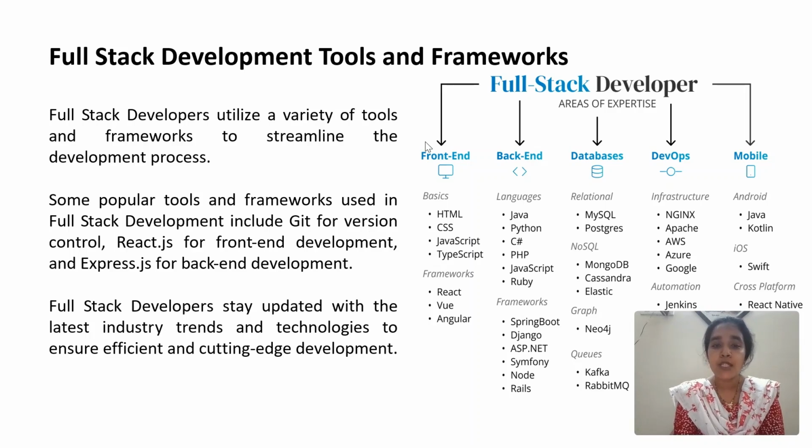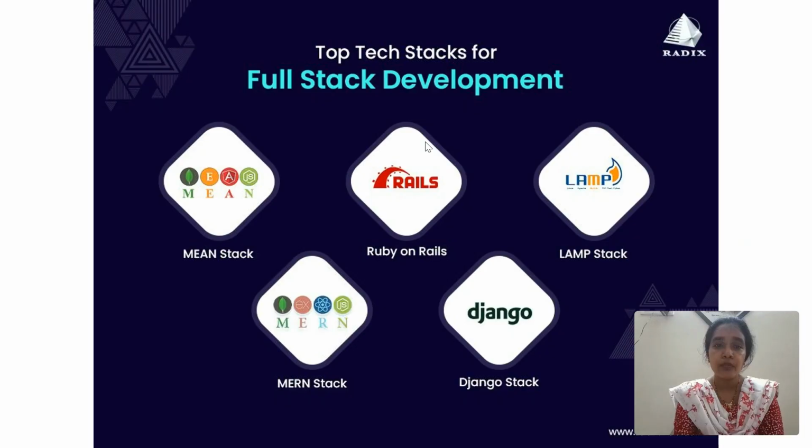Some popular tools and frameworks used in full stack development include Git for version control, React.js for front-end development, and Express.js for back-end development. Full stack developers stay updated with the latest industry trends and technologies to ensure efficient and cutting-edge development. These are the top technology stacks for full stack development: MEAN stack, Ruby on Rails stack, LAMP stack, MERN stack, Django stack.